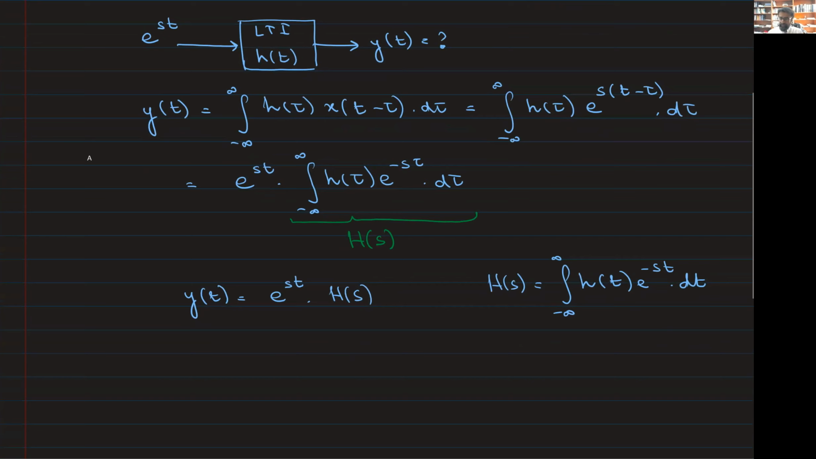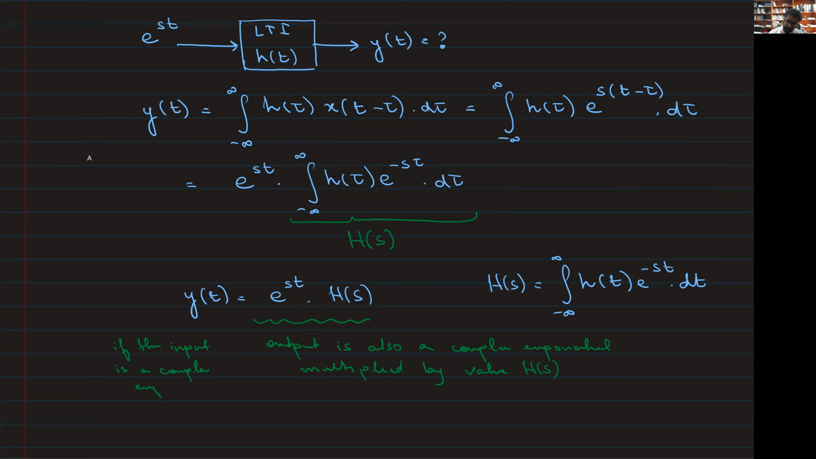The interesting thing is, if the input is a complex exponential, the output is also a complex exponential, multiplied by some complex number, by the value H of s. So if the input is a complex exponential, the output also turns out to be a complex exponential.